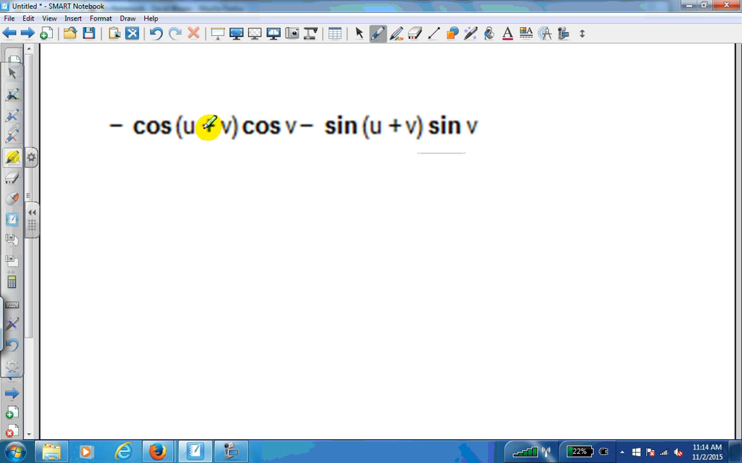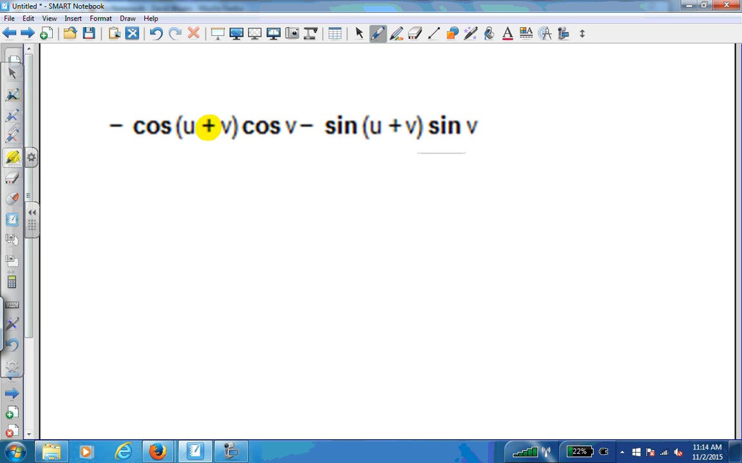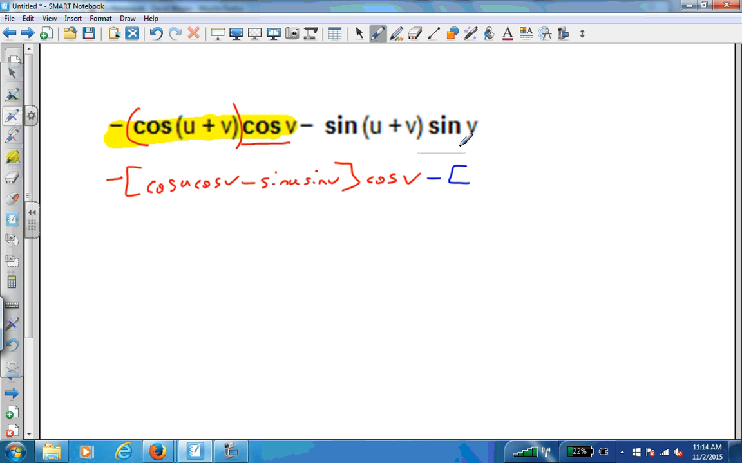So if this one is plus, that's the top sign here, so we need to use the top sign there. So it's minus whatever that is, and that is cosine u, cosine v, minus sine u, sine v. Then that's multiplied times cosine v. So that takes care of what comes before the minus sign. Then it's minus whatever that is.